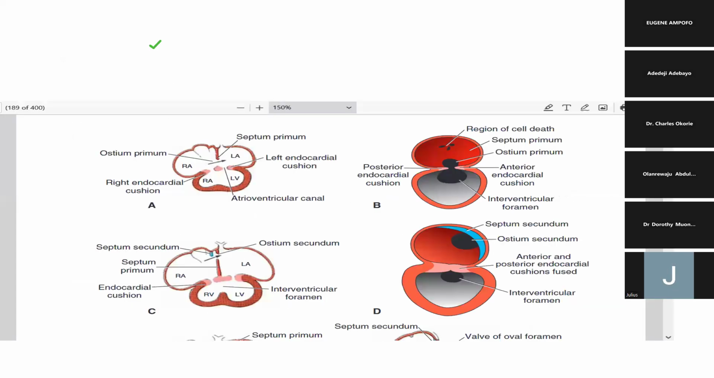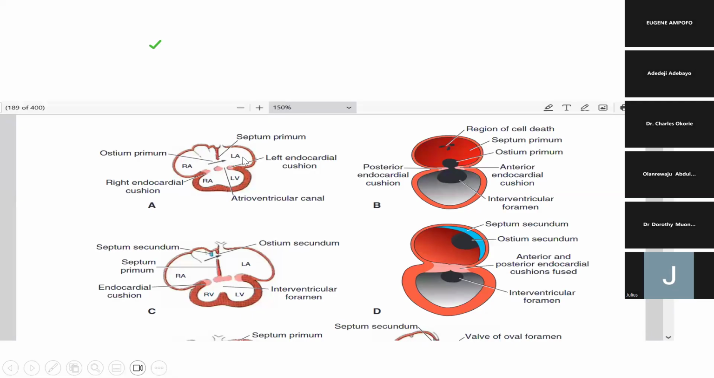So this is a diagram showing what was said in the previous slide. We have the septum primum, and looking at it here, this is the left atrium, right? This is the right atrium. This is the right ventricle. This is the right atrium too, and we also have the left ventricle. Again, this is the right atrium.